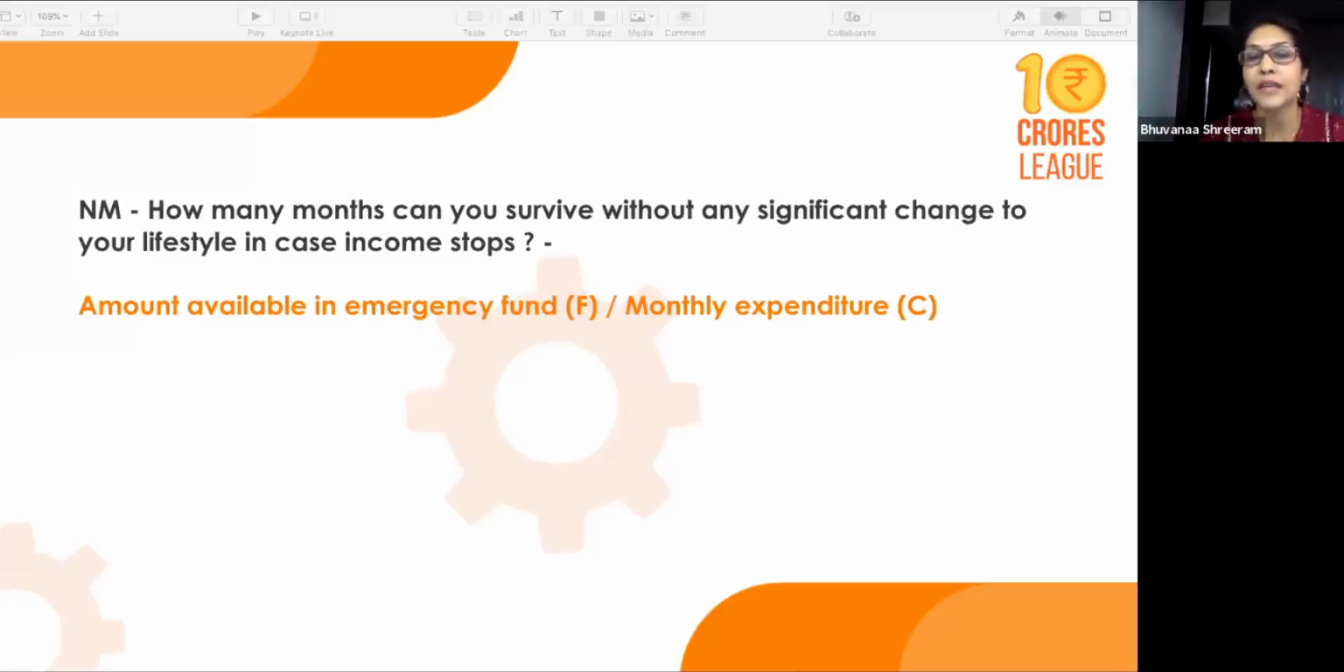Available money in emergency divided by monthly expenditure. Should be simple mathematics, or you can use the calculator. Get something like a 2 month, 5 month, 6 month, 1 year, 5 year.